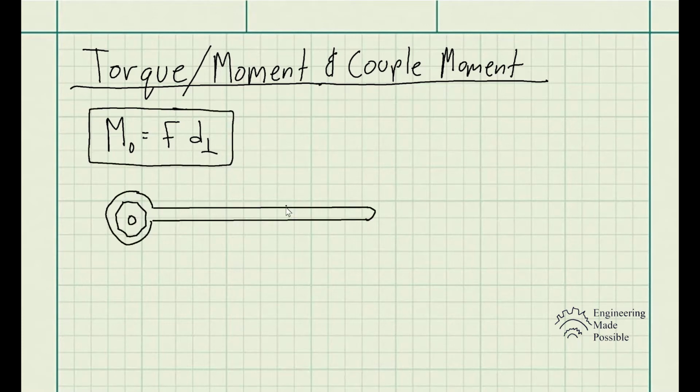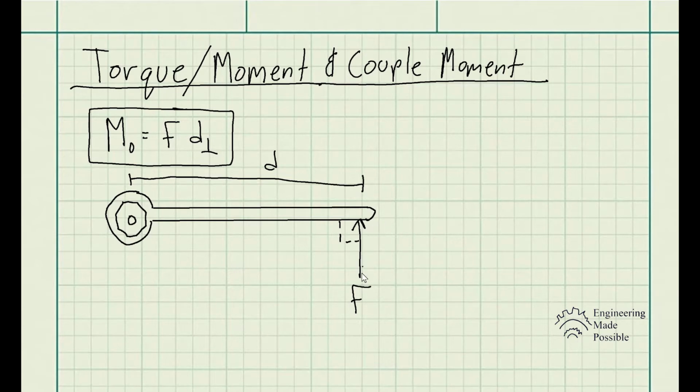So a very common example of this is utilizing a wrench. So here we have a wrench. Basically, we're going to be turning this bolt here, and a force is going to be applied at the end of this wrench here. Let's call it F. So the torque in this case is F times your distance, D here. But keep in mind, this D has to be perpendicular to the line of action of this force.